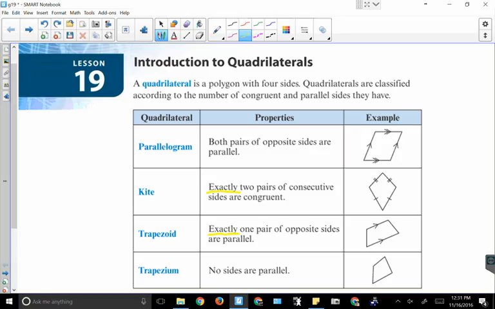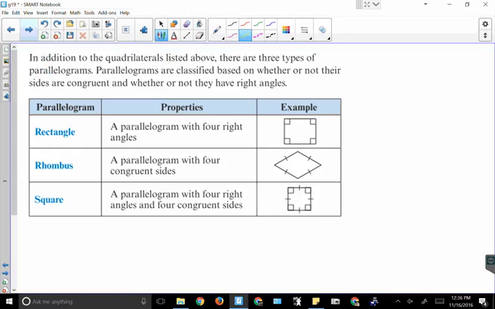Two pairs of consecutive sides are congruent. Because if it doesn't fit that, then it's not going to work as that. All right. So now that you got those down, I'll give you a few more moments, and I want you to get these taken out.